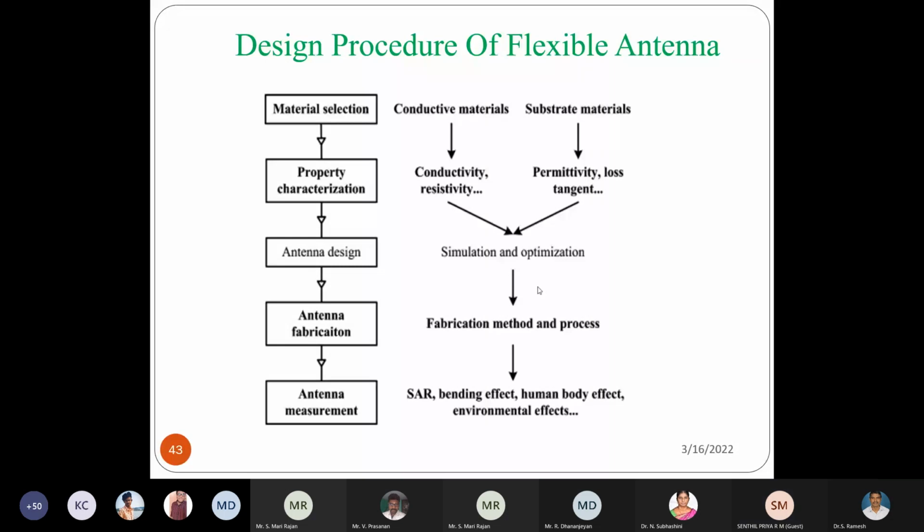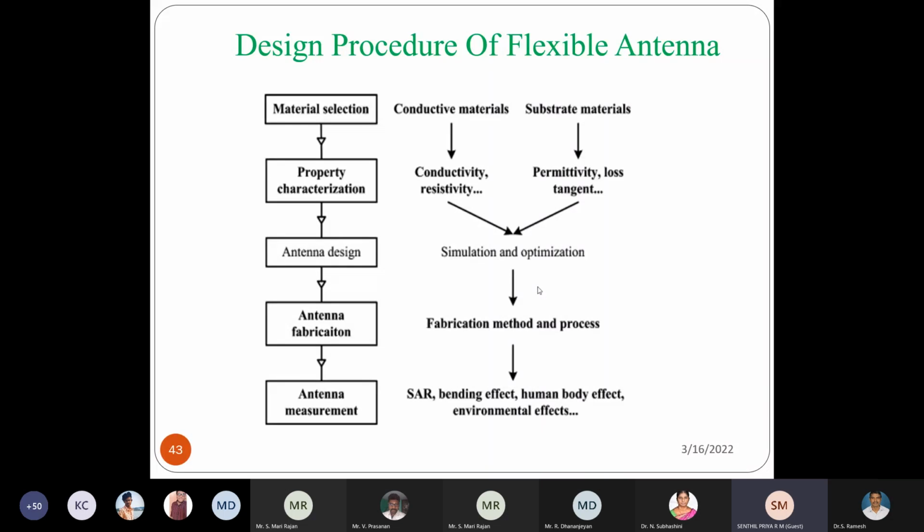Thank you. We have discussed the flexible substrates. Yes, sir. I have seen substrates like FR4 and Duroid for normal patches, ma'am. Yes, sir. For the flexible substrates, I have seen polyester, polyimide like that. Yes, sir. Is there any special substrate for space applications, ma'am?